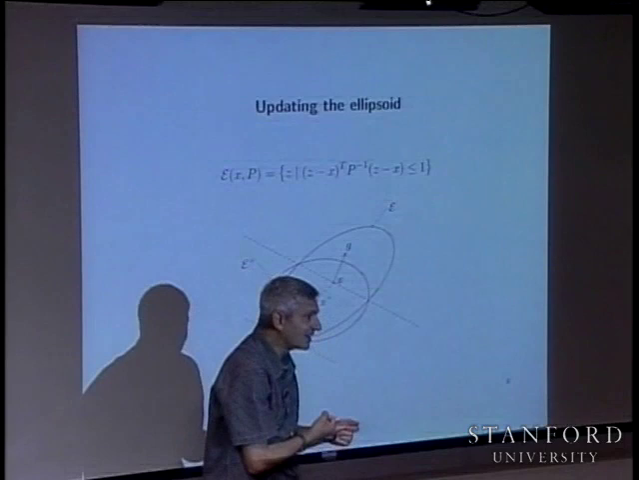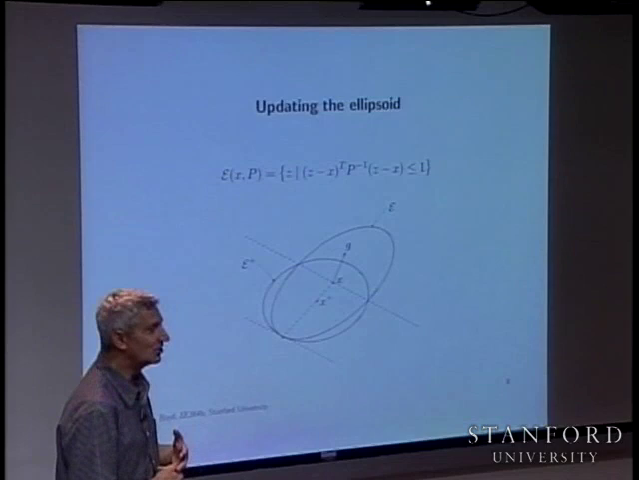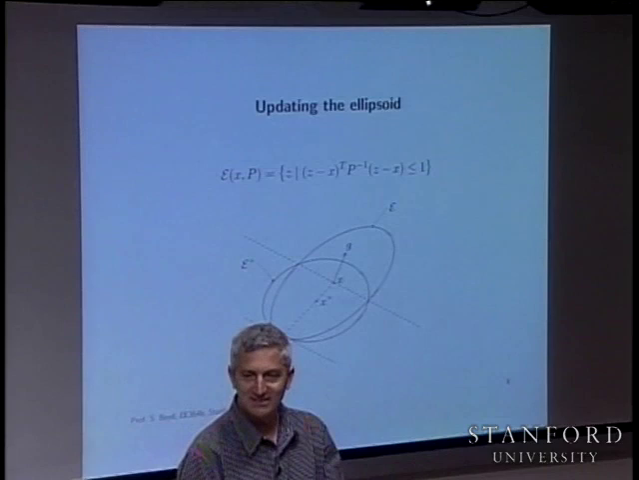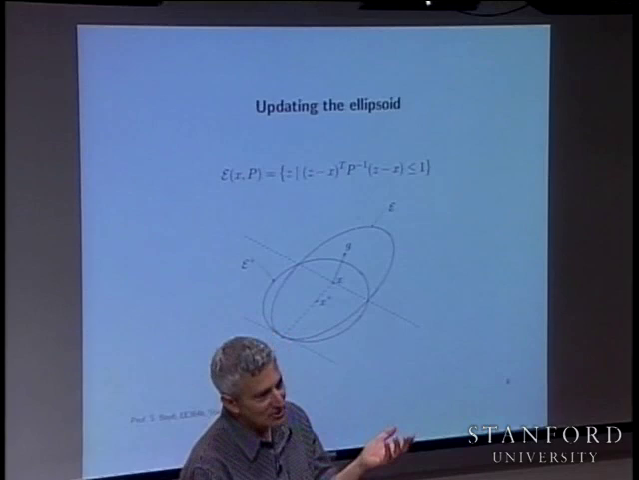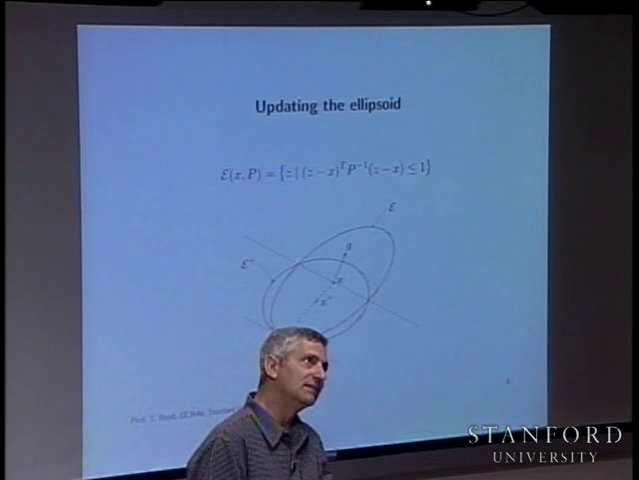You could talk about which directions it's big in, through the eigenvalues of P. For example, the condition number of P tells you how anisotropic the ellipsoid is. If the condition number is 2, in one direction it's twice as big as in some other. If it's 10,000, it says something else, and so on. Okay.